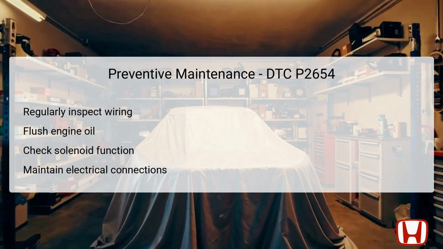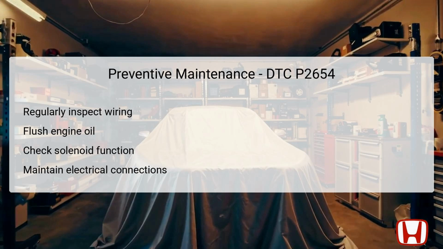Begin by regularly inspecting the wiring associated with the rocker arm oil control solenoid B to ensure there are no fractures, corrosion, or damage due to engine heat and vibration. Regularly flushing the engine oil helps to keep the oil passages clear and enhances overall engine health, reducing strain on components. Moreover, routine checks on the functionality of the solenoid itself should be scheduled, ensuring it operates within acceptable resistances.